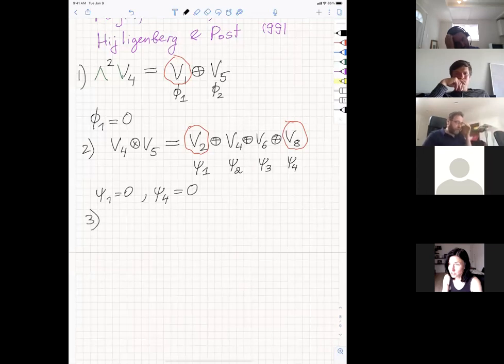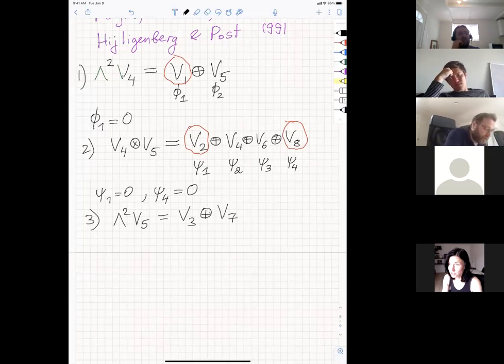And then there is a third. What happens when we commute V5 with itself? So wedge 2 of V5, which means that I commute two commutators. And so that wedge 2 of V5, well, it's V3 plus V7. And we need to kill this V3. Let me call this chi1 and chi2. And so the relation that you need to put is chi1 equals 0.